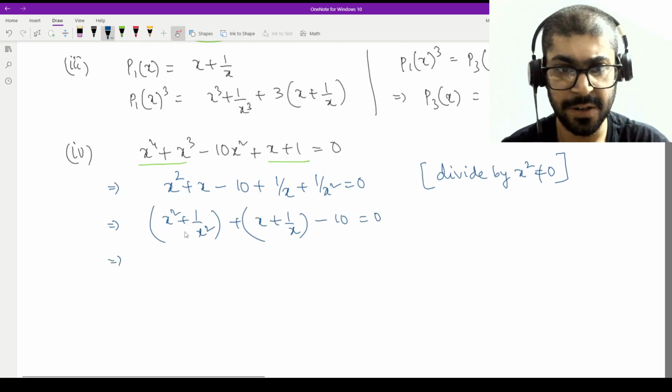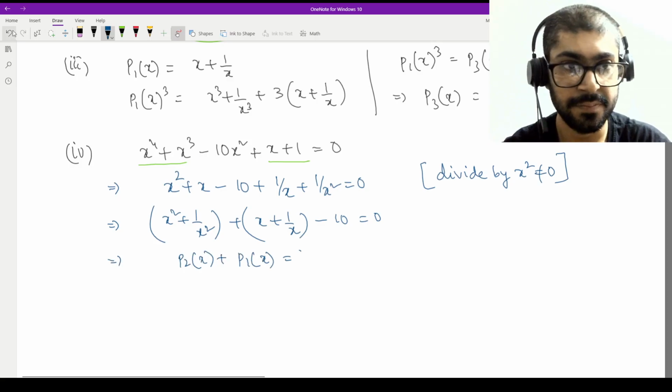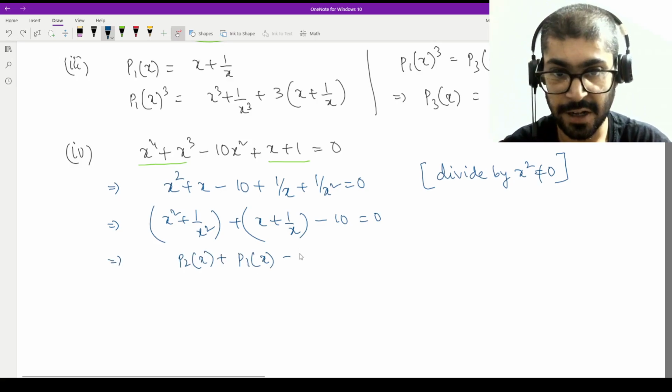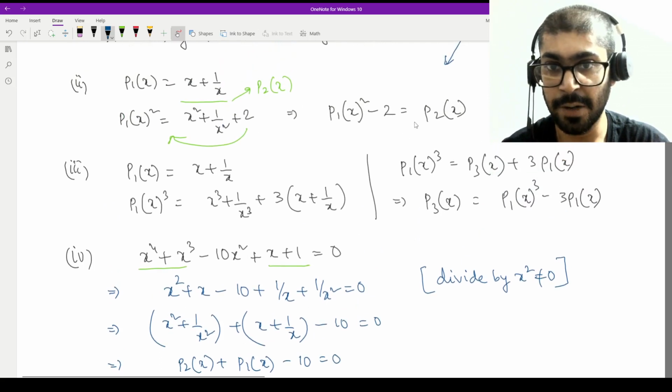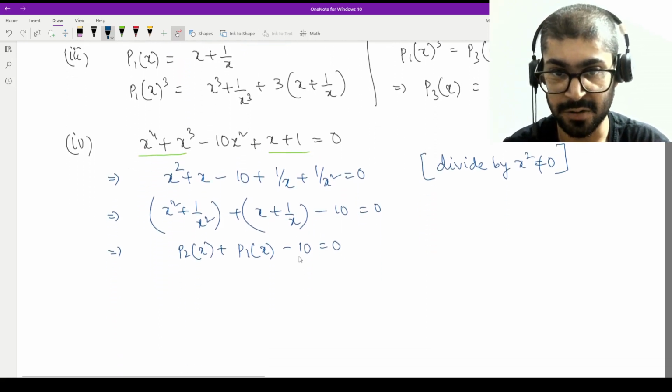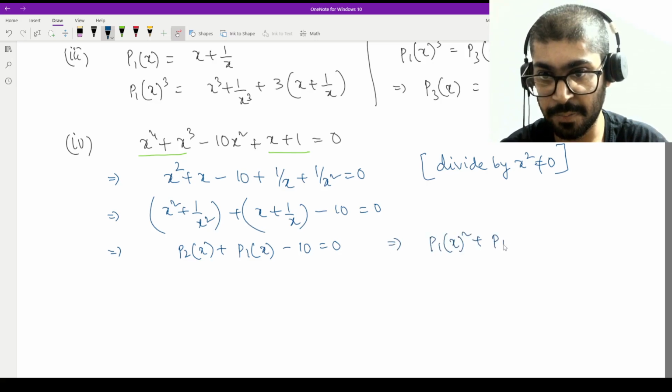Right, now this becomes p2x plus p1x minus 10 equal to 0. Now p2x I had calculated in the second part, right? P2x is p1x square minus 2. Now this minus 2 and this minus 10 will make minus 12. So I'll get p1x whole square plus p1x minus 12 equal to 0.